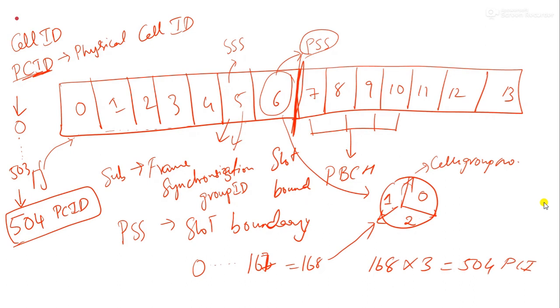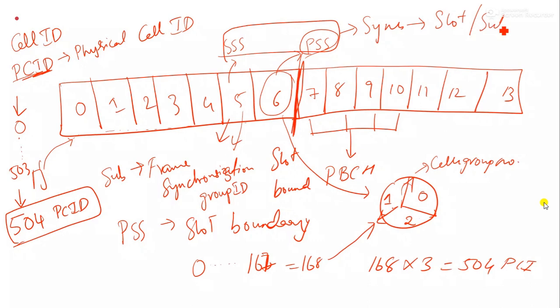Okay. So PSS and SSS will help a mobile in doing the synchronization with the E node B. That is nothing but it will know the slot, subframe, and also the PCI value.